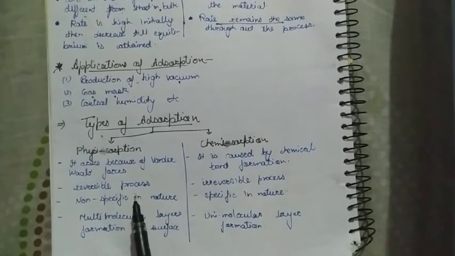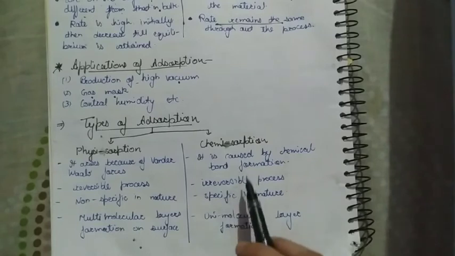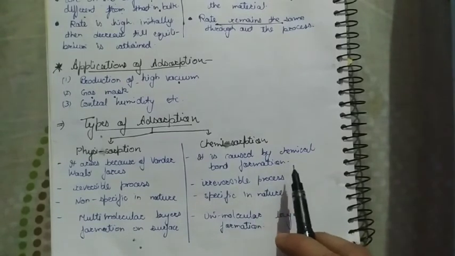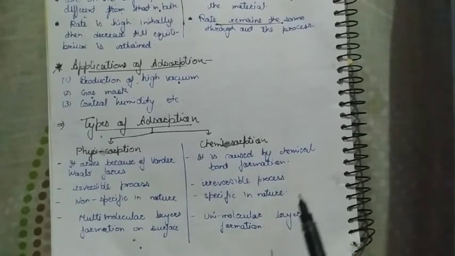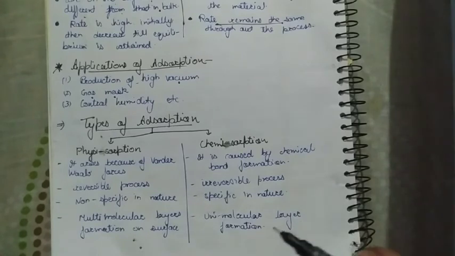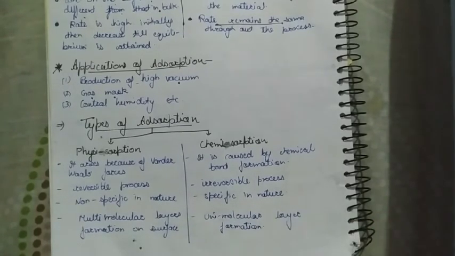Physisorption is a reversible process. That is, the forward reaction can be reversed, whereas chemisorption is an irreversible process, since the chemical bond takes place and the chemical bond results in formation of new chemical species or the new compound or the new substance. So it is not possible to reverse the reaction. That is why it is called irreversible process.